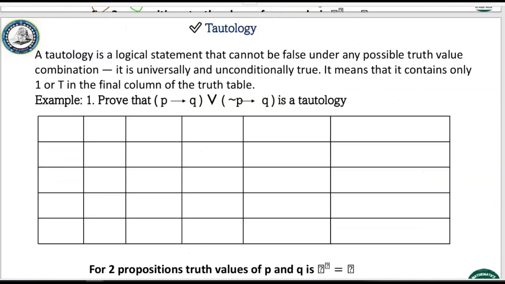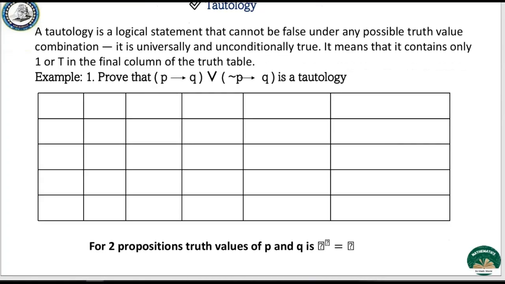We have tautology. What is meant by tautology? Tautology is a logical statement that cannot be false under any possible true value combinations. It is universal and unconditionally true. It means that it contains only T in the final column of the truth table. So if the final answer is all T, then it is called tautology. So let us prove this condition. Let us draw the table for what they've given.